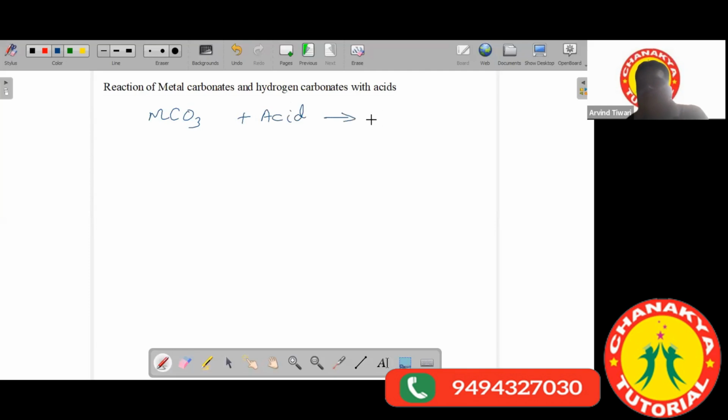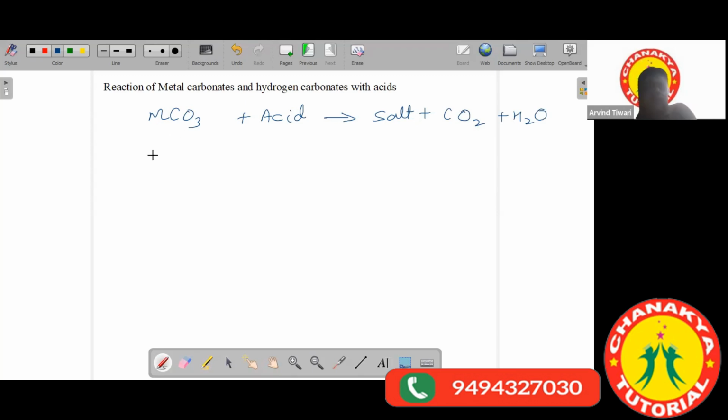a metal carbonate reacts with acid to form salt plus, now whatever hydrogen is supposed to be produced, the hydrogen is obtained from the acid part. So along with the salt, it will give us carbon dioxide and water. These are the two products which will be produced along with the salt.